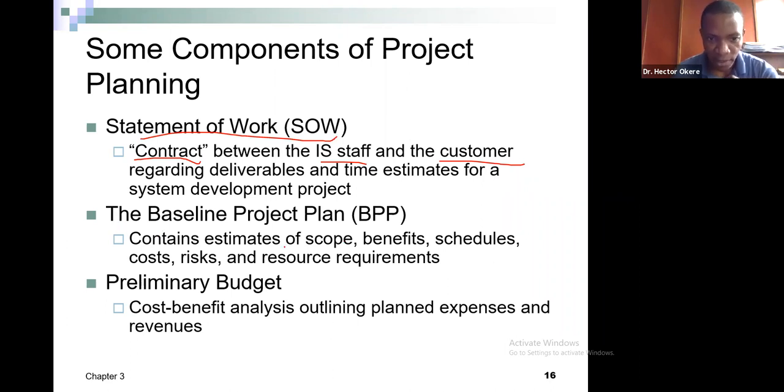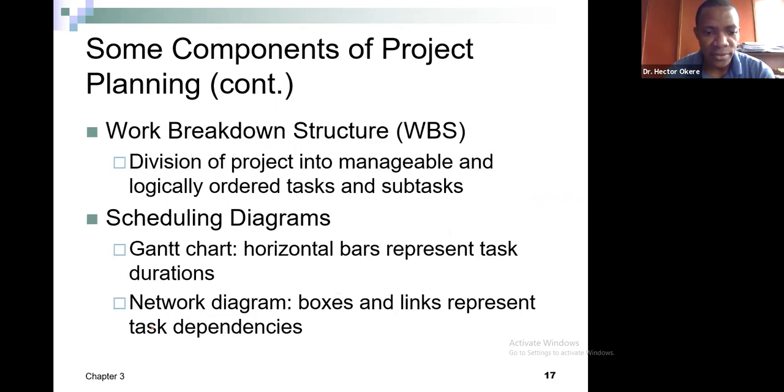The baseline project plan contains the estimates of scope, benefits, schedule, cost, risk, resources, and requirements. All the things you need to budget for will be in your baseline project plan. And then you will have your preliminary budget, the cost and benefit analysis outlining the planned expenses and revenue. So you need to plan for everything so that your project will not break down halfway. You don't want to say halfway through the project, oh, the money has finished, we cannot continue. This is a big problem for your company, so you need to plan for that.